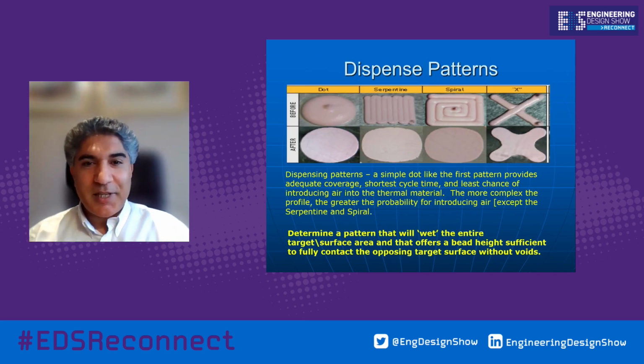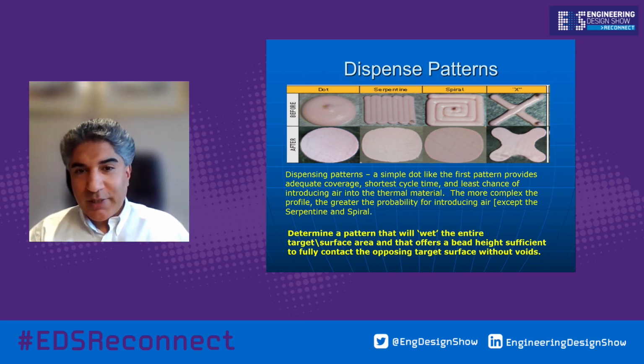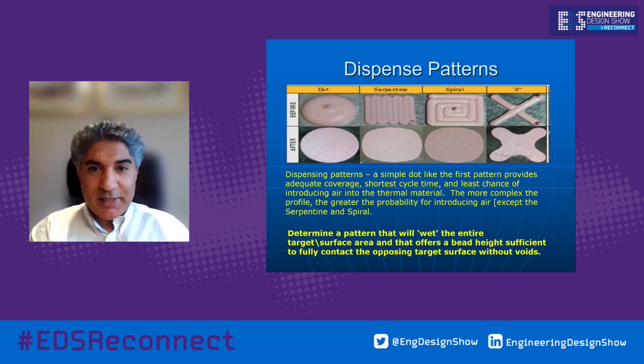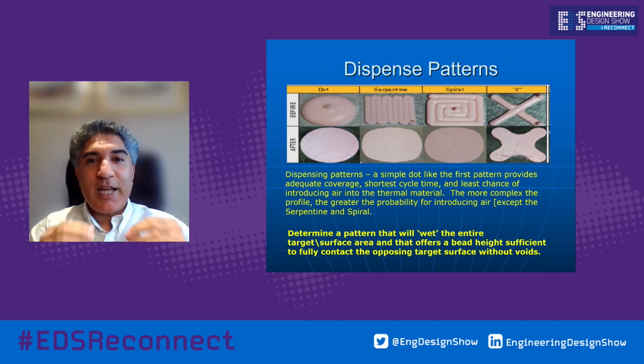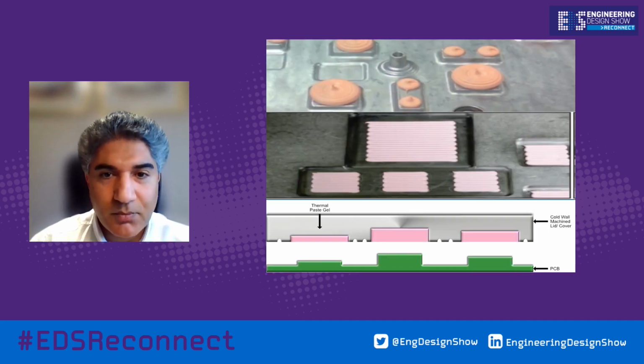Okay, so what does this slide say? What it's trying to indicate is that air is not good. You could trap air in it. So the serpentine and spiral patterns would minimize any air trapped inside when you're using a thermal paste. These are done on an XYZ robot. What we're trying to say is that you are going to get greater surface area contact, but you want to minimize any air trapped in when you're using the paste.